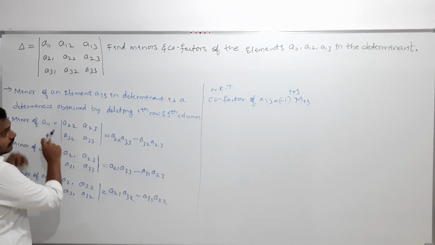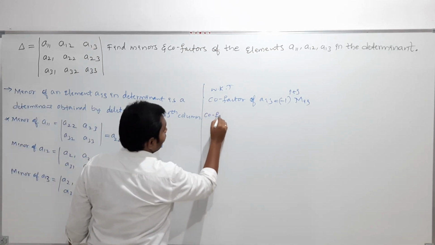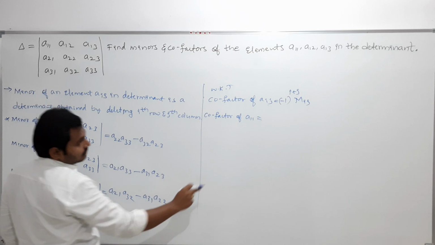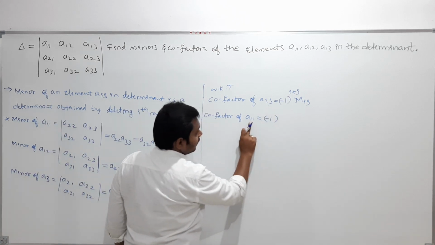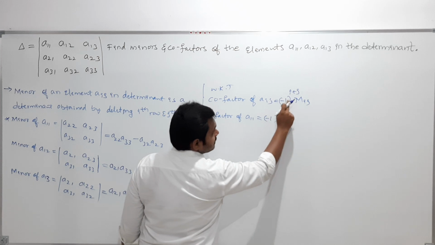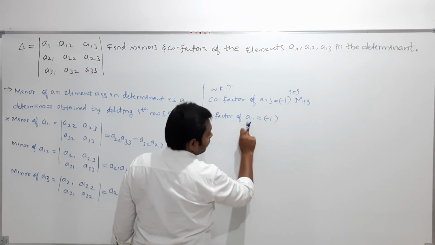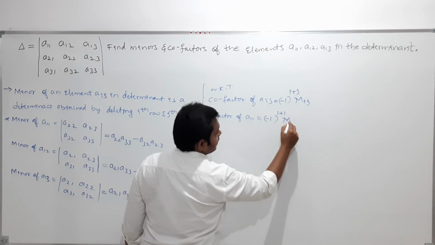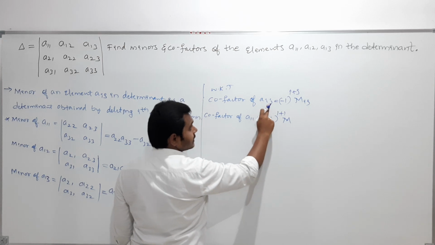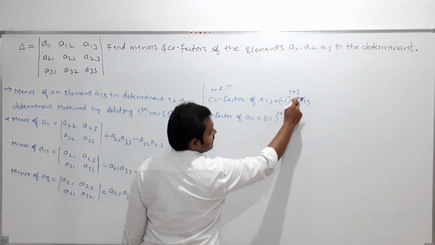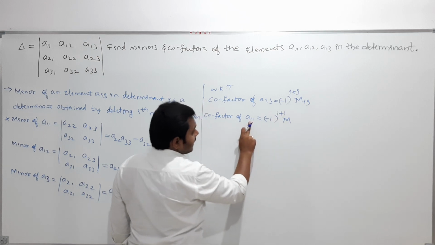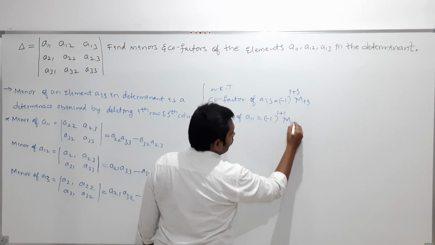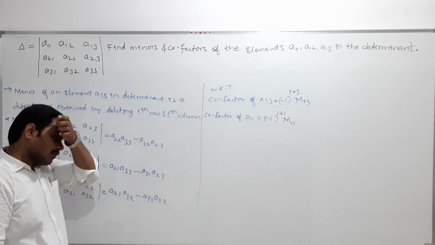Now I require the cofactor of A11. So the cofactor of A11 is equal to, what is that? Minus 1 whole to the power i plus j, where i is the row and j is the column, into Mij. But here I require the cofactor of A11, so therefore minus 1 whole to the power 1 plus 1 into M11, the minor of the first row, first column element.